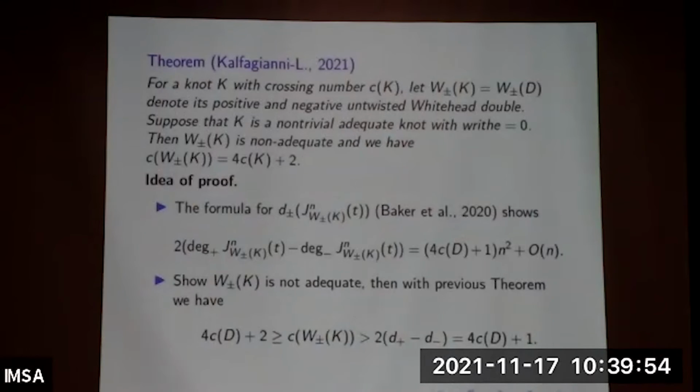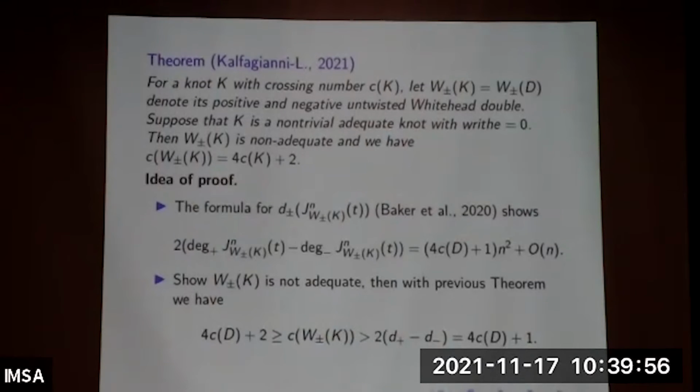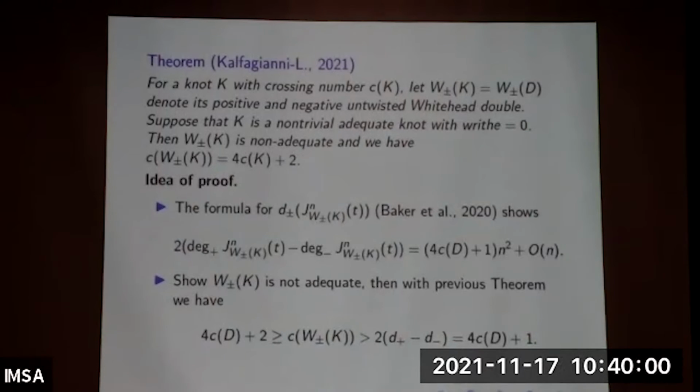That's really what we did. The first thing, so we talked about the Jones polynomial and the Whitehead polynomial for a little bit. How does it relate to the Whitehead polynomial? So we have the formula for the degree of the Whitehead double of a knot, and this is from the work by Ken Baker, Toshie Takata, and Kimiko Motegi.